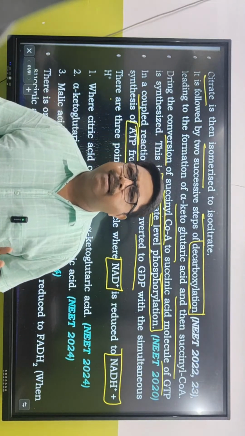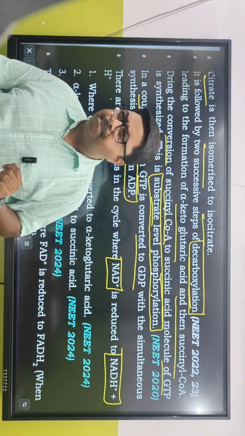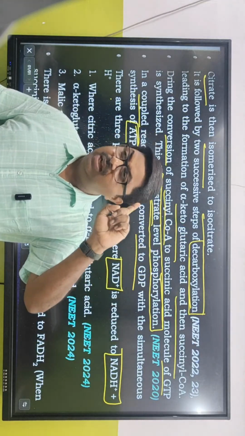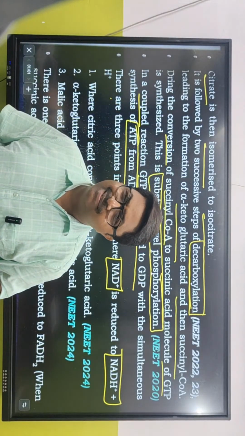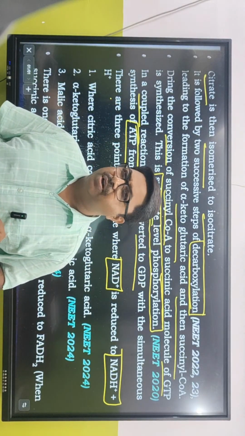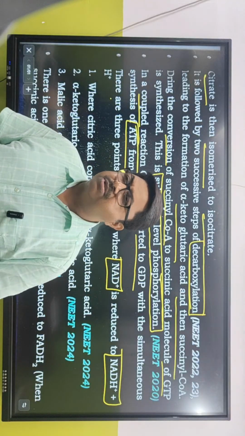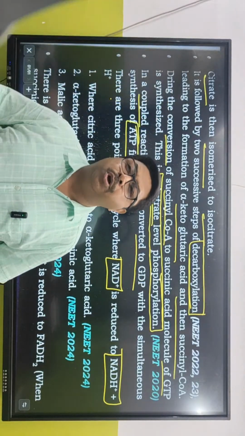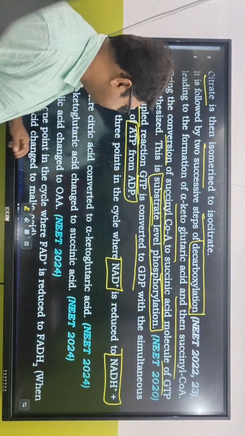Number 1 is from alpha ketoglutarate acid to succinyl coenzyme. No, from isocitric acid to alpha ketoglutarate acid. First NADH2 is formed. From alpha ketoglutarate acid to succinyl coenzyme, second decarboxylation occurs. So there are 2 steps for decarboxylation. And the third one, NADH2 formed without decarboxylation, is malic acid to oxaloacetic acid.